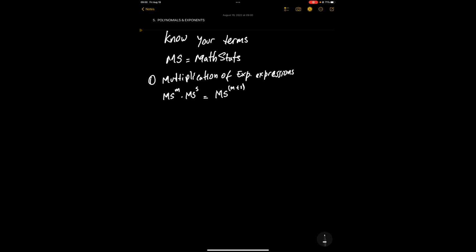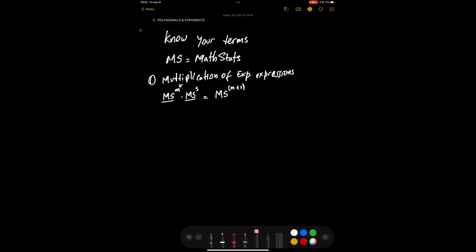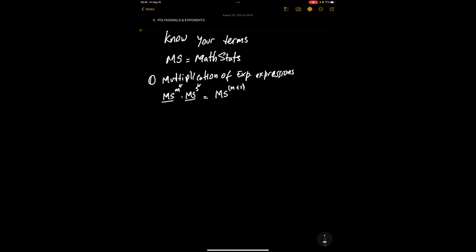Why? Because they have the same base. Because it's the same base, you can add the exponent. If they didn't have the same base, you cannot add the exponent. So instead of doing all that multiplication, you just add the exponents, and that's your answer.